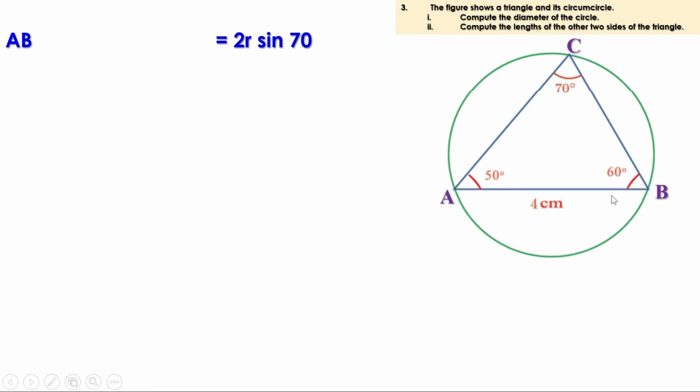Here AB is 4 centimeters and the value of sine 70 is 0.9397. So this can be written as 4 equals 2r into 0.9397. We have to find the diameter and we know the diameter is 2 times the radius. That is, we have to find 2r. To find 2r, let us take 0.9397 to the other side. We get 4 by 0.9397 equals 2r.